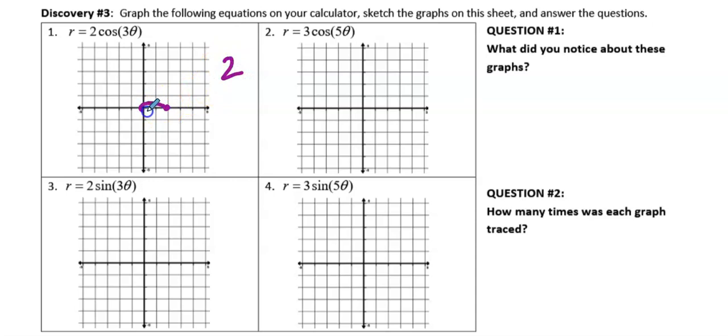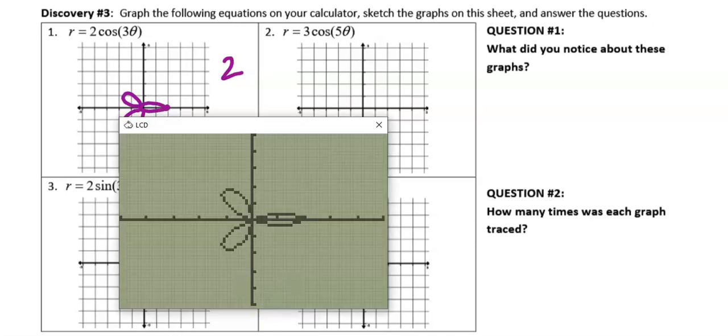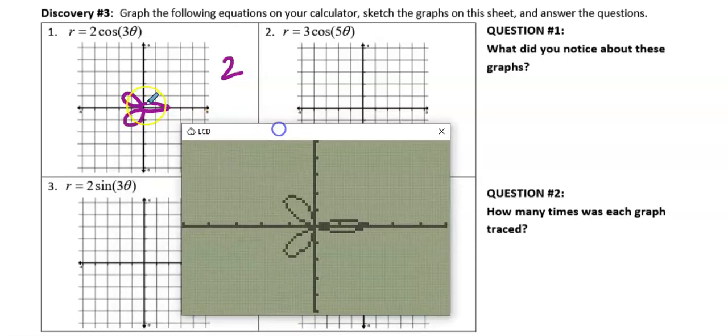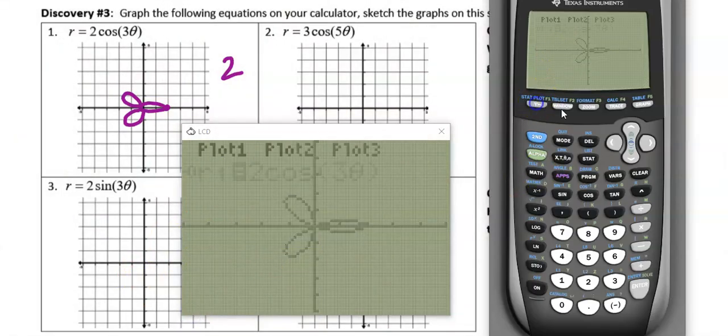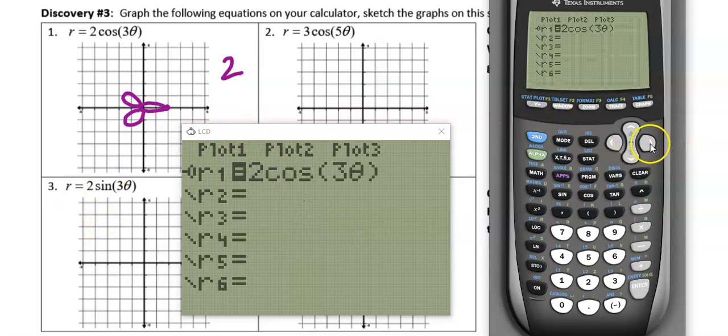The other thing I want you to notice about this graph is that it's symmetric to the x-axis. Cosine is always symmetric to the x-axis. If I draw a line straight through this, it is symmetric there. So if I go ahead and do another one, let's look at this bottom one, 2 sine.